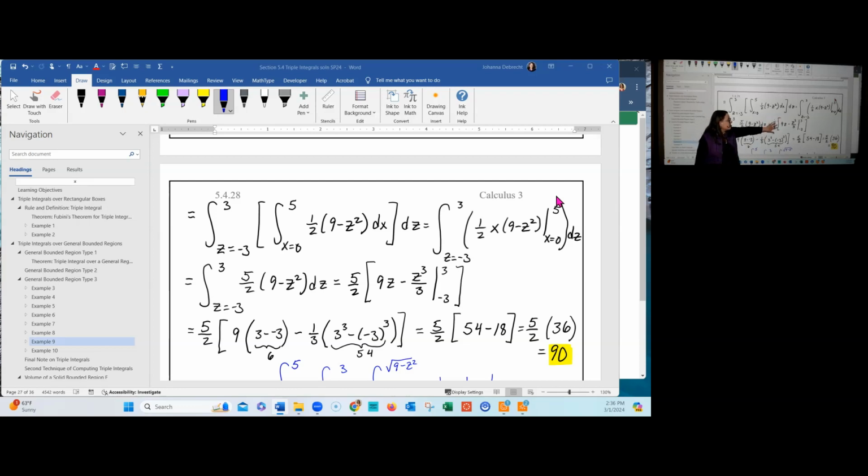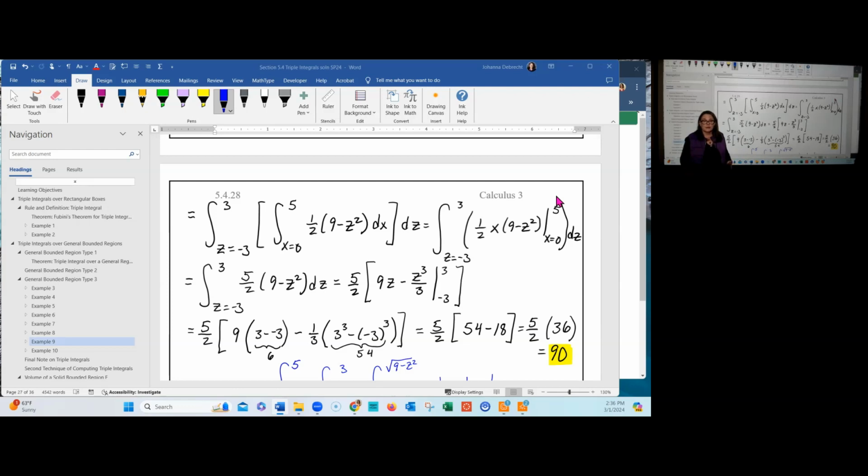Again, we can keep the 5/2 on the outside as a constant, and when we integrate 9 minus z squared, we get 9z minus z cubed divided by 3. Evaluating between -3 and 3, again, gives us the value of 90 overall, which is the same value we've gotten every time before.